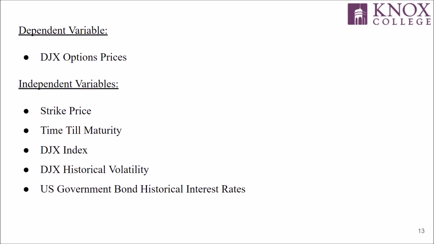And as we talked about in our research proposal, we're going to use the main variables that were used in the Black-Scholes-Merton model. These are all these here: strike price, time till maturity, the DJX index itself, the historical volatility of the DJX, and then the risk-free rate. Commonly in financial applications, we use US government bonds. The reason that we do that is because we believe that the US government is never going to default on its payments to bondholders.